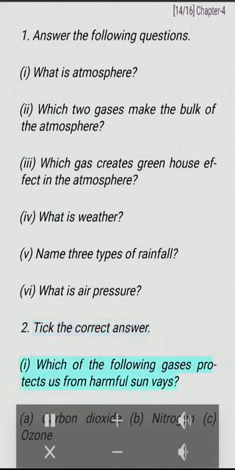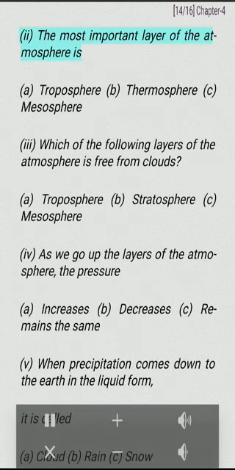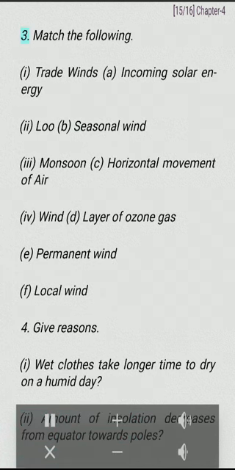2. Tick the correct answer. I. Which of the following gases protects us from harmful sun rays? A. Carbon dioxide. B. Nitrogen. C. Ozone. II. The most important layer of the atmosphere is A. Troposphere. B. Thermosphere. C. Mesosphere. III. Which of the following layers of the atmosphere is free from clouds? A. Troposphere. B. Stratosphere. C. Mesosphere. IV. As we go up the layers of the atmosphere, the pressure A. Increases. B. Decreases. C. Remains the same. V. When precipitation comes down to the earth in the liquid form, it is called A. Cloud. B. Rain. C. Snow.